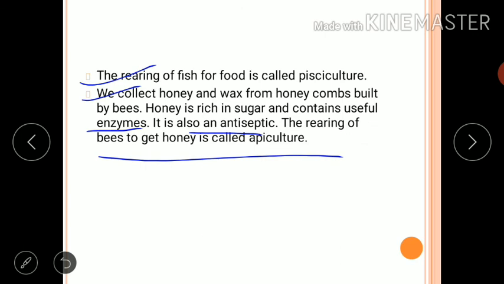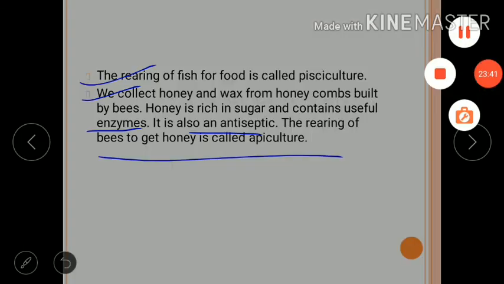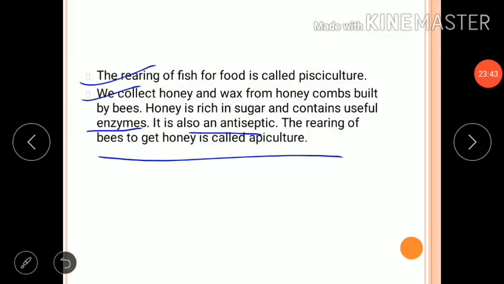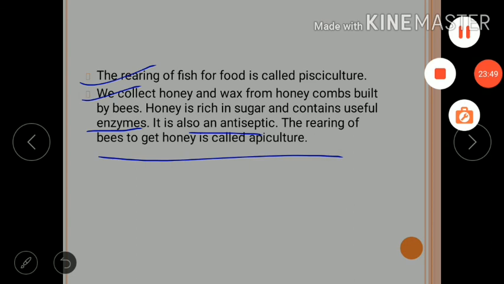So all these animals can be raised in clean surroundings so that we can get from them clean and safe products, and everything which is safe to eat.